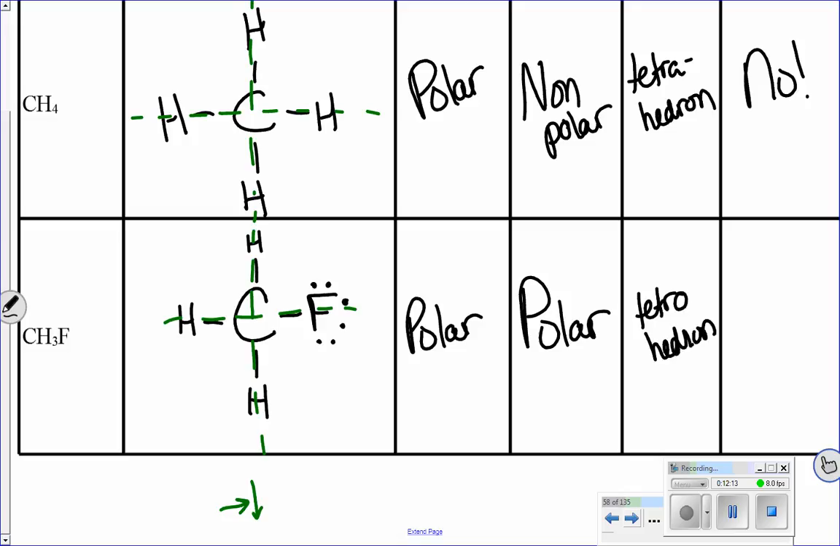It's actually a little bit different because of the fluorine that kind of influences things a little bit, but it's close enough. It's still pretty much a tetrahedron. Because this is a polar molecule, there's actually a region of negative charge over here and a region of positive charge over here. So this molecule is a dipole.